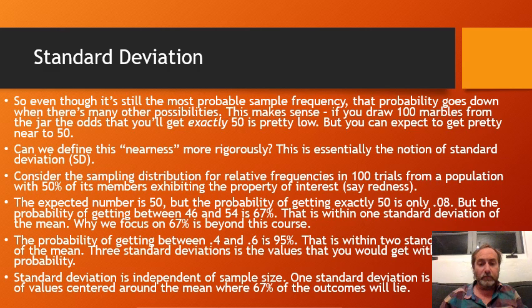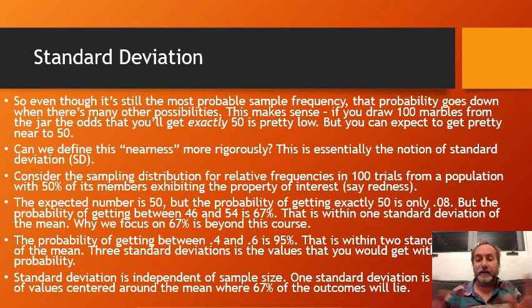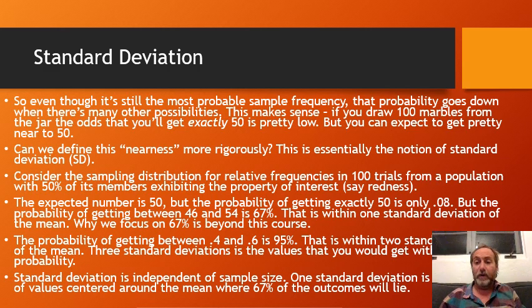Standard deviation is independent of sample size. If the sample was 200, 1 standard deviation is still going to mean the area of values centered around the mean where 67% of the outcomes will lie. 2 standard deviations will mean the range within which 95% of the outcomes will lie.